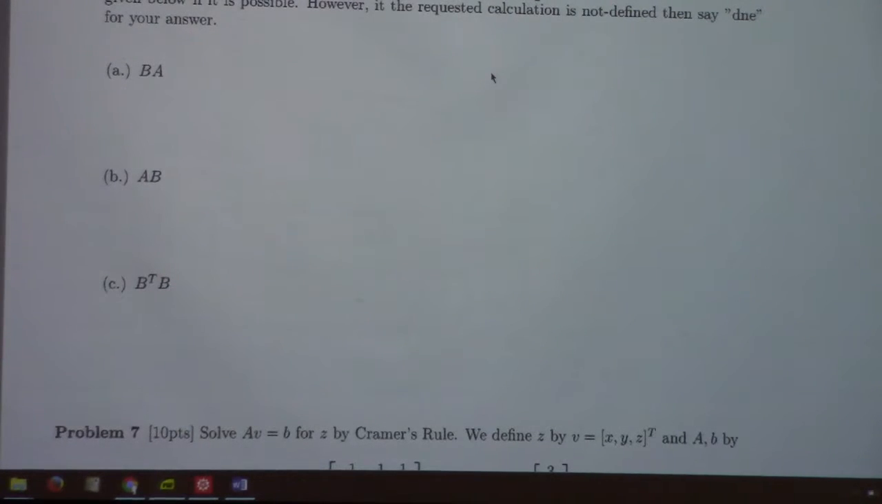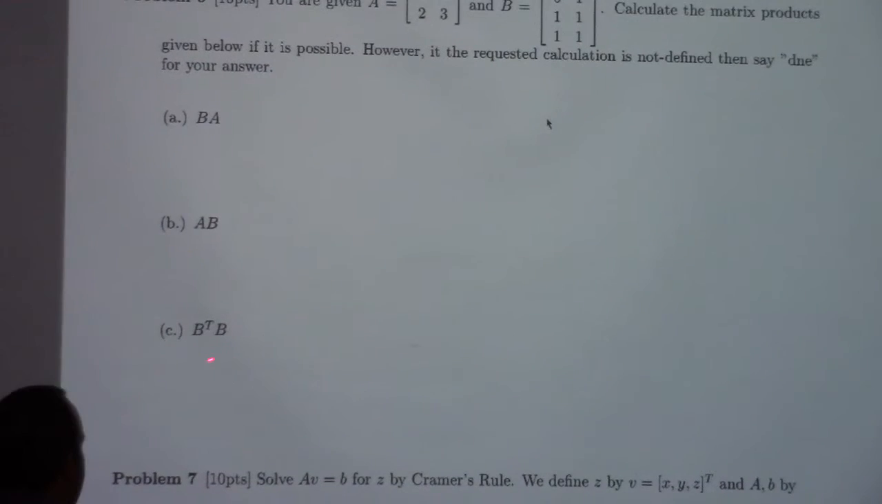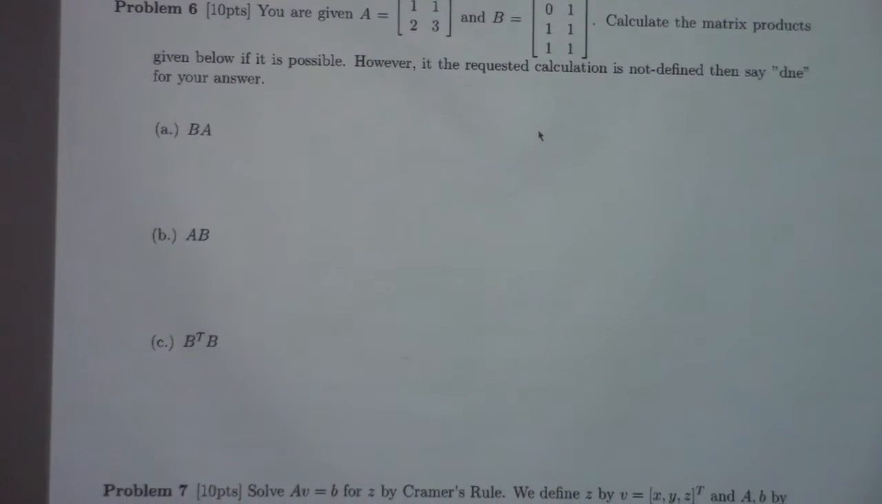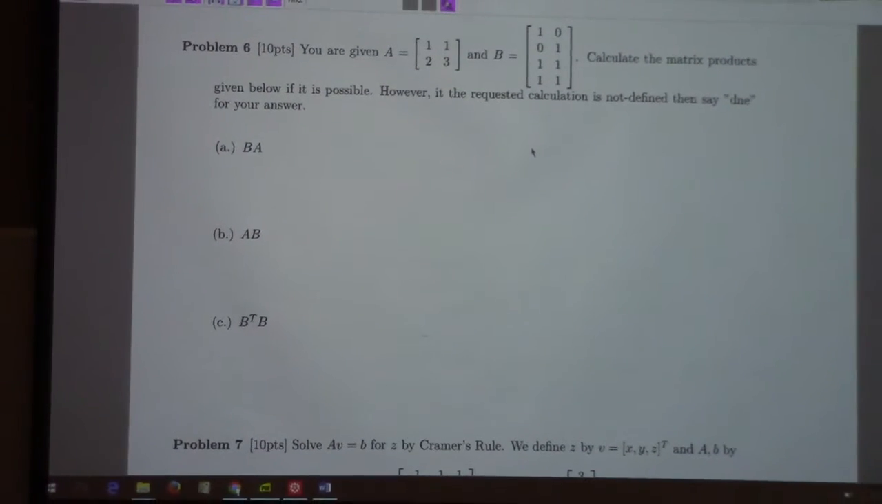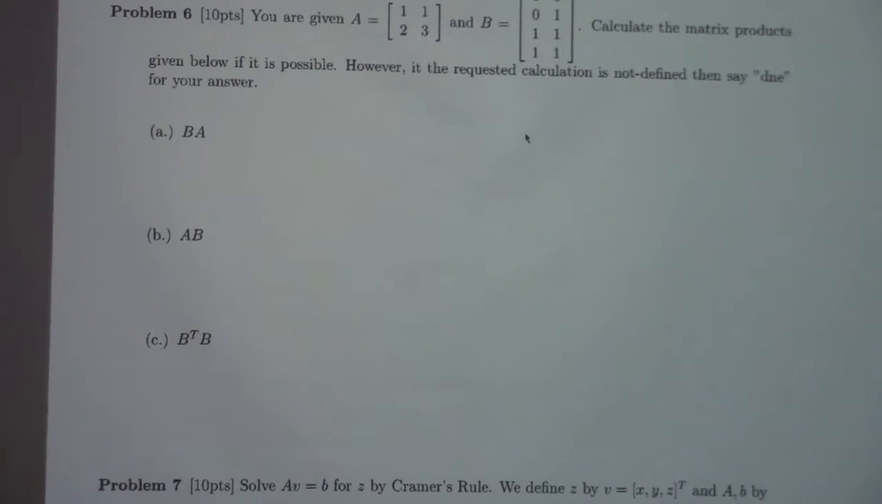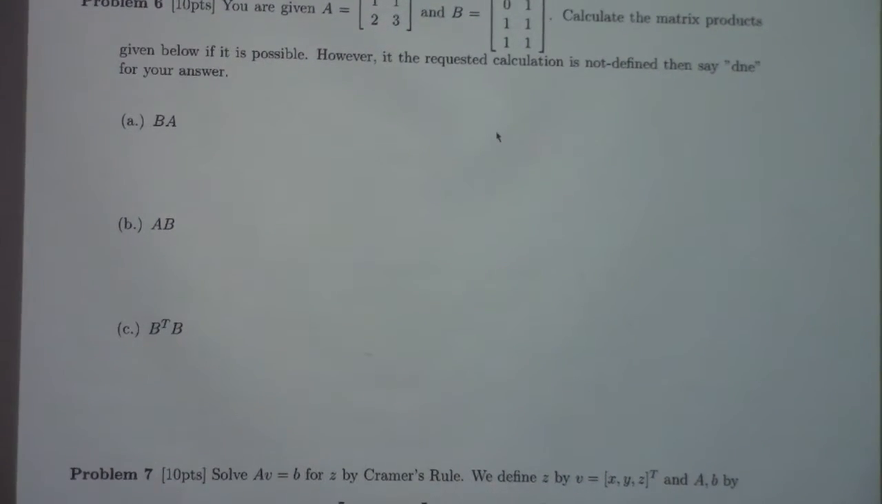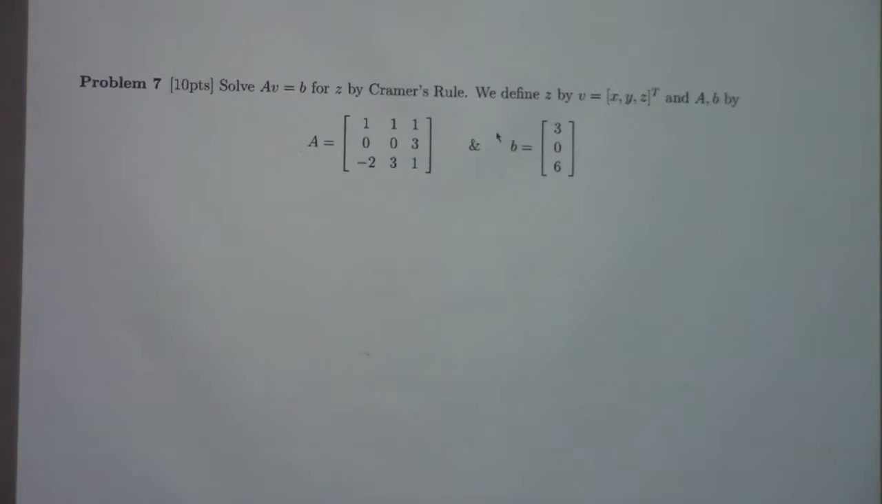Oh, look, A, B, calculate the product. Did you guys notice anything special about B transpose B in that problem you had? What kind of matrix was it? Is there any special pattern about this? It's a symmetric matrix is what I'm getting at. B transpose B will be symmetric.